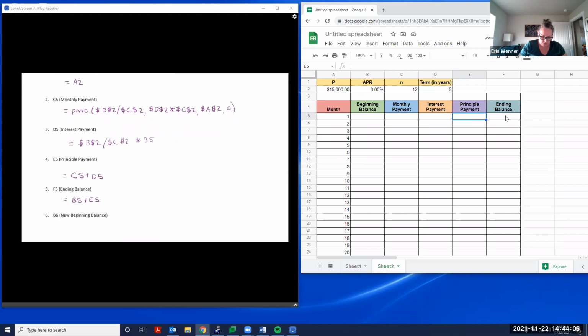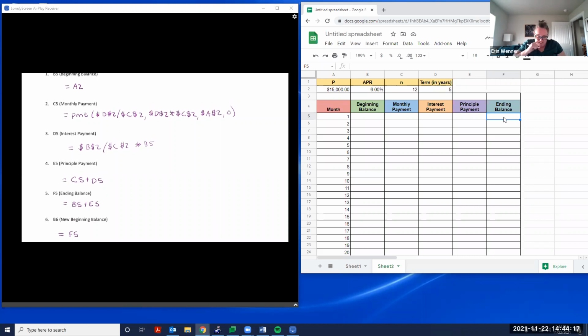And then we have to do in B6 the new balance, which all that means is take the amount that we have here in F5 and bring it down. So we're going to do equals F5. So we're going to put all this stuff into our Google Sheet. And we're going to then fill it in. So let's start typing this business in.